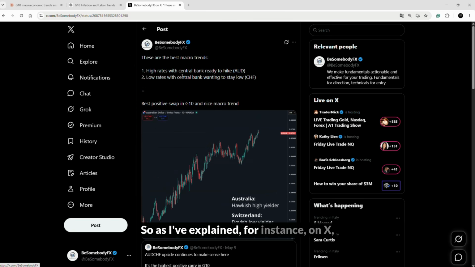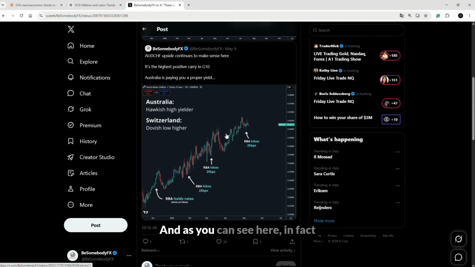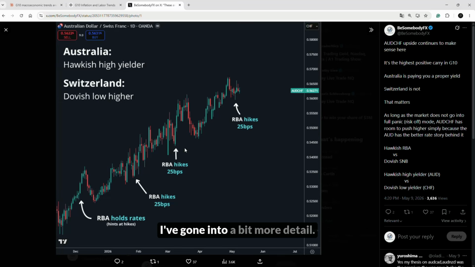This creates one of the best trends that you can actually trade in Forex. So as I've explained, for instance, on X, these are in fact the best macro trends. High rates with a central bank ready to hike, the Australian dollar, low rates with a central bank wanting to stay low, the Swiss franc, equals best positive swap in the G10, and that's true because you get a 4.25% annualized interest rate, essentially, interest paid, and a nice macro trend because speculators actually load into this carry trade and this moves the currency pair higher.